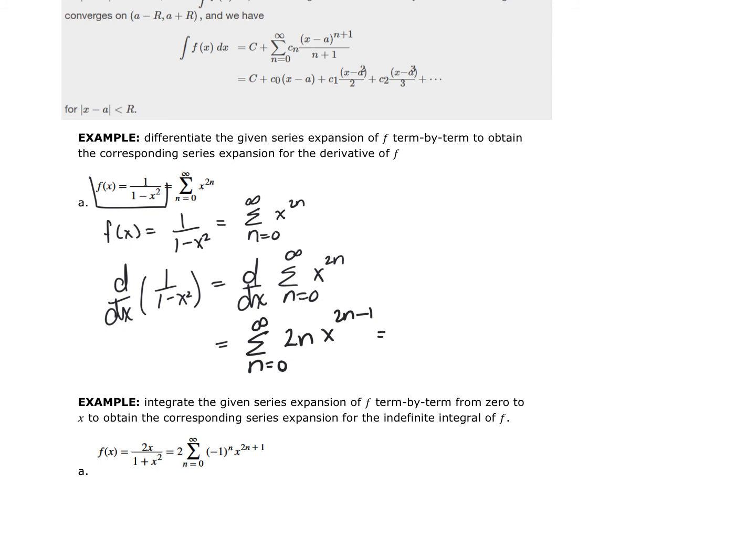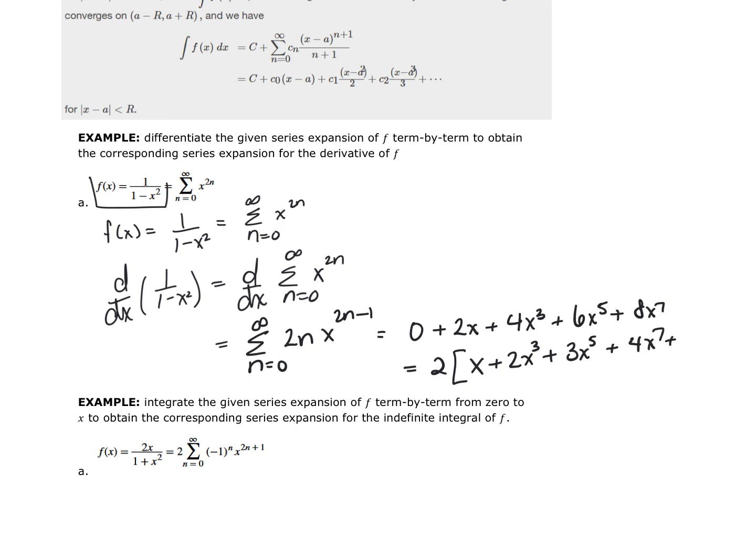which is equal to, I put in 0, I'm going to get 0, plus I put in 1, I'm going to get 2x. I put in 2, I'm going to get 4x to the third. I put in 3, I'm going to get 6x to the fifth. I put in one more, I'm going to get 8x to the seventh. Now I can see what this is going to be equal to. If I factor a 2 out, then I'm left with x plus 2x to the third plus 3x to the fifth plus 4x to the seventh plus dot, dot, dot.